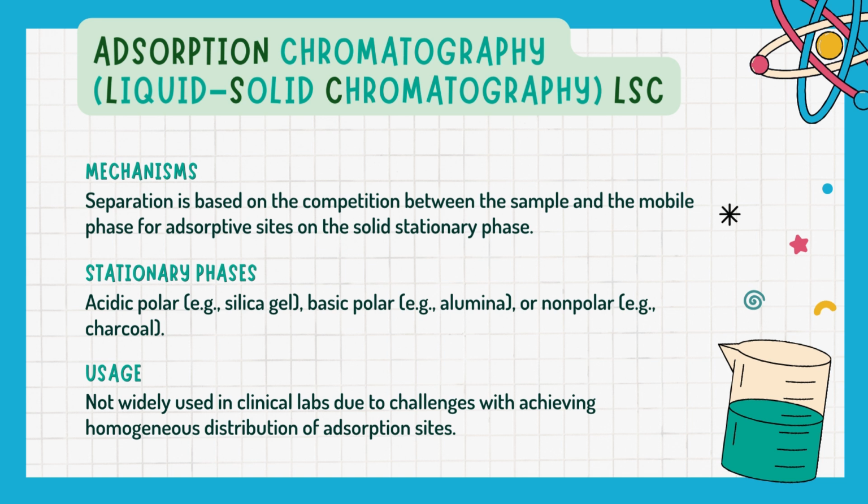As the mobile phase moves through the stationary phase, different components are adsorbed onto the solid surface to varying degrees. Components with stronger interactions with the stationary phase move more slowly, while those with weaker interactions move faster. This allows for the separation of compounds based on their adsorption affinities.